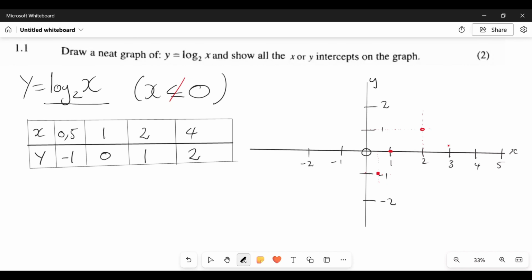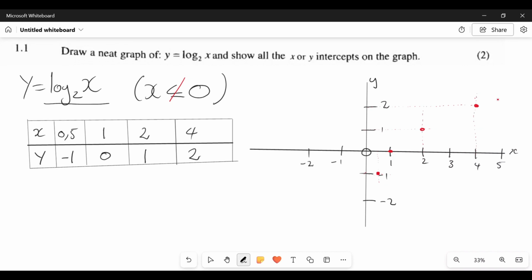And then the last point, when x is 4, your y is going to be 2. So at x equals 4, you draw a vertical line. Remember, you must use a ruler. I'm not using a ruler, guys. For y, you also draw a line where it's 2. Wherever they meet, that is going to be your point. Then from there, you connect the dots, guys.